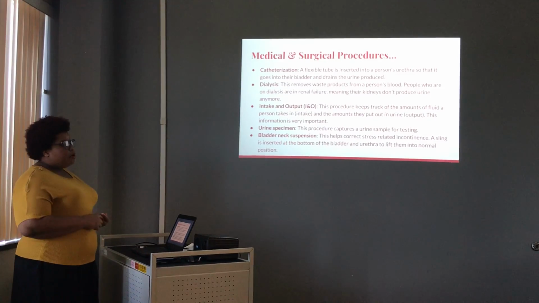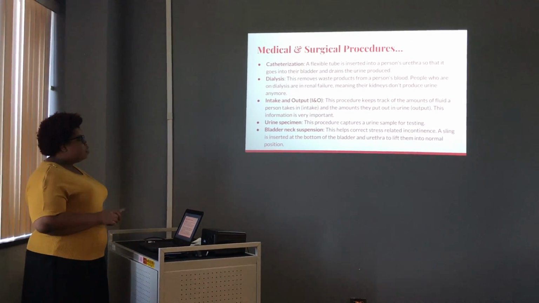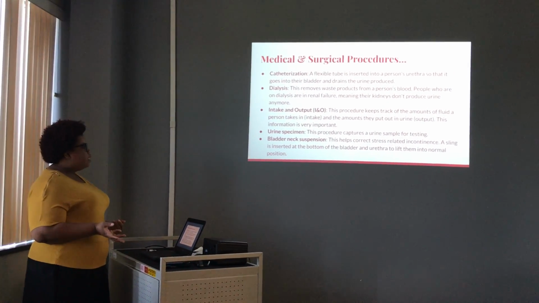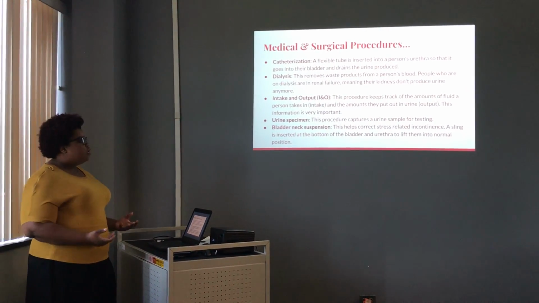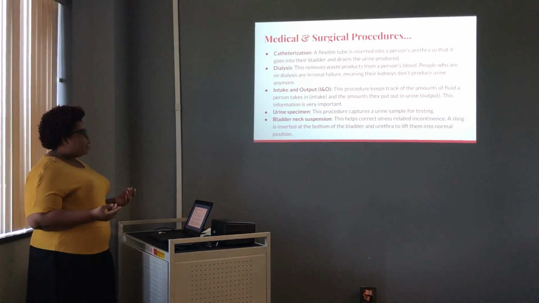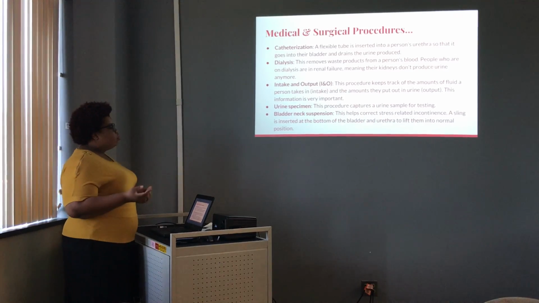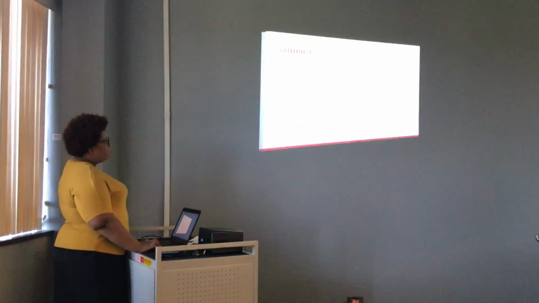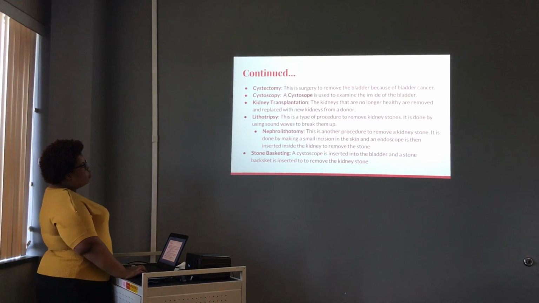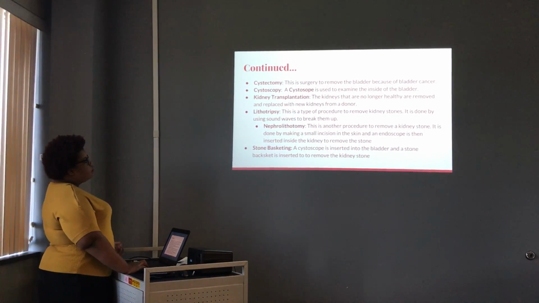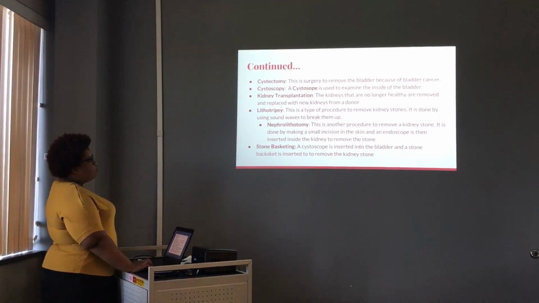This is very important. Urine specimen. This procedure captures urine for sample testing. A bladder neck suspension helps to correct stress-related incontinence. A sling is inserted into the bottom of the bladder and the urethra to lift them into a normal position. A cystectomy, this is surgery to remove the bladder because of bladder cancer. A cystoscopy uses a cystoscope to examine the inside of the bladder.